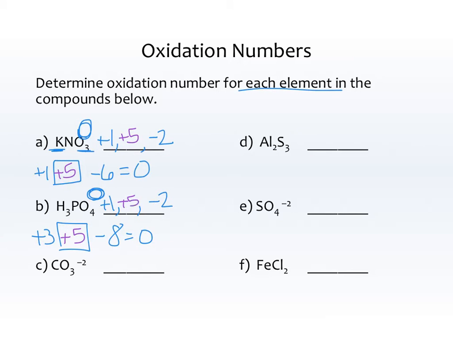Hopefully you got +5. Okay, so now we have CO3 -2. Notice that there is a -2 up here in the corner, which means instead of the whole thing equaling 0, the whole thing's going to equal -2. Coincidentally, oxygen is also -2, and there's 3 of them, so that's a total of -6. So what number -6 equals -2 rather than equaling 0? We got +4. All right, so now we have Al2S3, SO4 -2, and FeCl2. Pause the video now. Go ahead and try these 3 on your own.